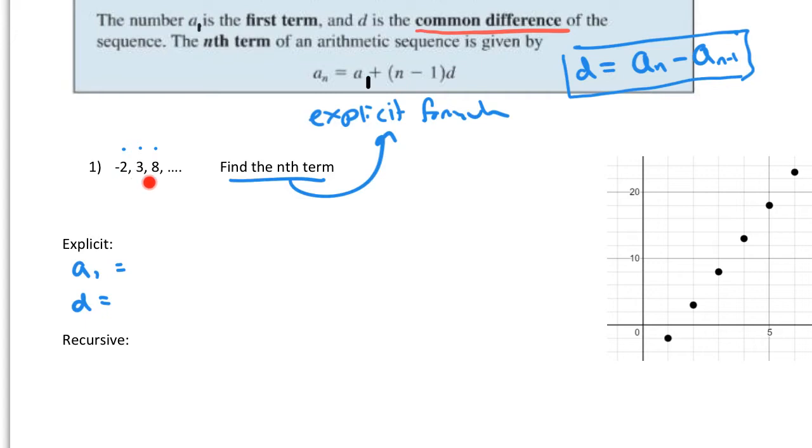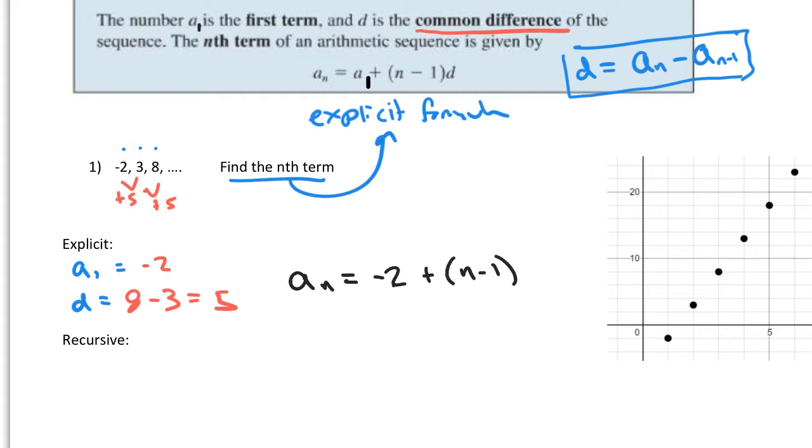So I could pick any term I wanted. Let's pick 8. I could subtract the term in front of it, 3, and I would get that the common difference is 5. Ta-da! Oh yeah, that was what it was, plus 5 every time. I also already know the first term. It's negative 2. So I can very quickly and easily write my nth term by using the formula: a sub n equals first term plus n minus 1 times the common difference.